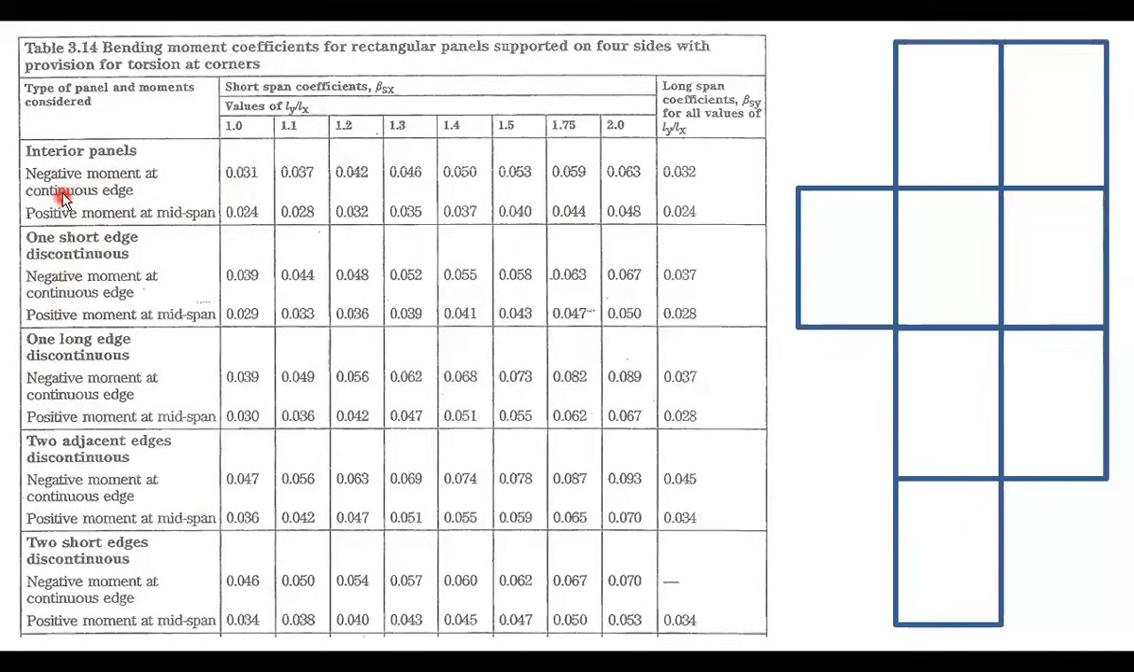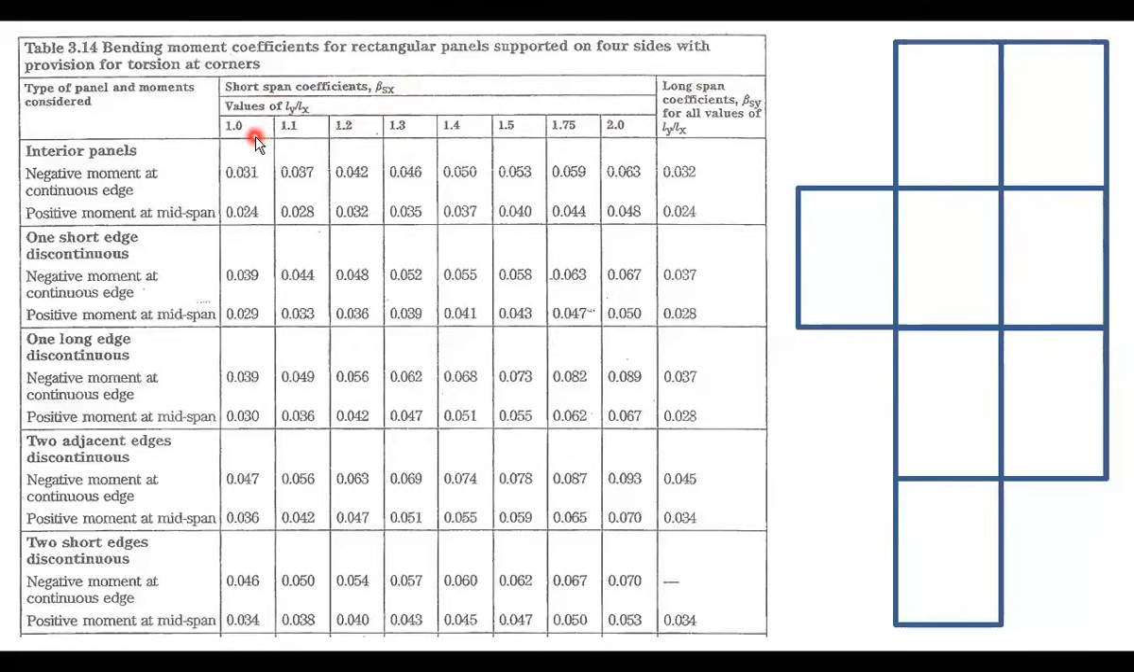So the first step: choose the right case here. If I'm dealing with this slab, it is an interior panel because it is continuous from all 4 sides. So I'm going to choose the values from here. But which values are you going to use? Here is the short span, and then you have the long span. For the short span, you have different values of beta Sx based on the ratio between Ly over Lx. You can see here it changes from 1 until 2.